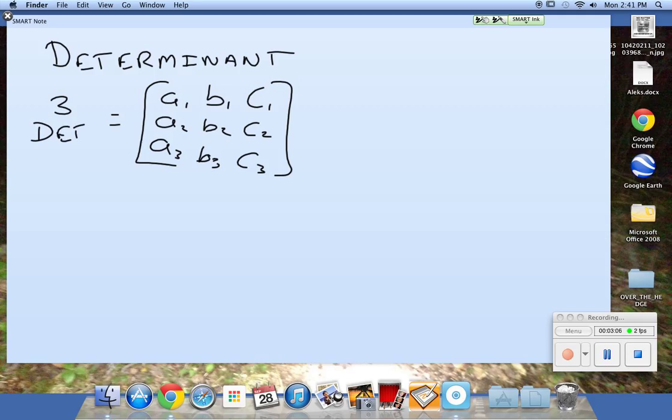We're going to multiply this one right here by this 2 by 2. Notice it's not in the same column. It's 2 separate columns. So it's going to be A1 times B2, C2, B3, C3.